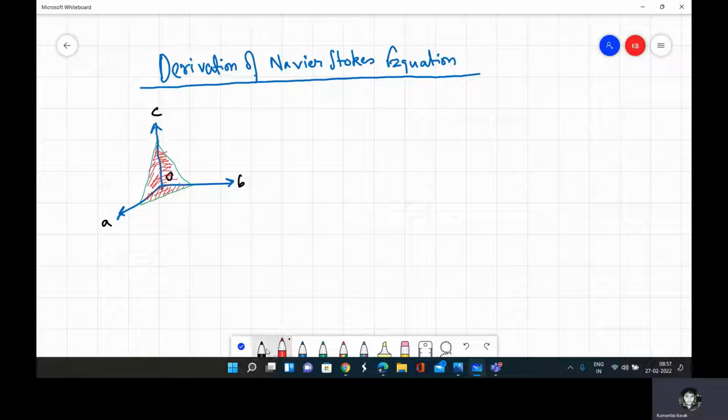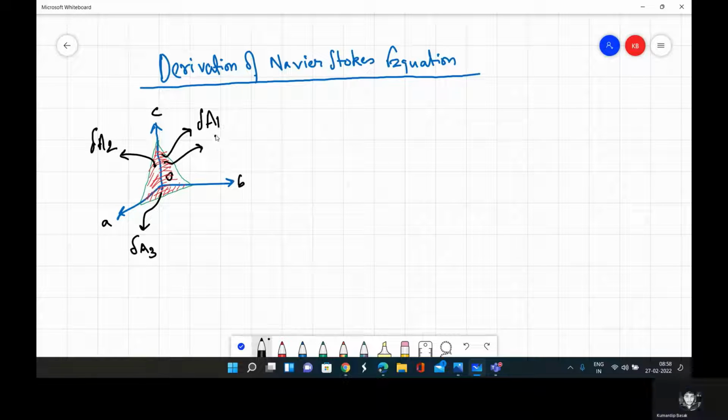Now we define the surface elements. Consider the COB plane, that is the COB surface. We consider it as delta A1, the value of the surface. The COA, we consider it as delta A2. The AOB, we consider it as delta A3. And the ABC, we consider it as delta A.